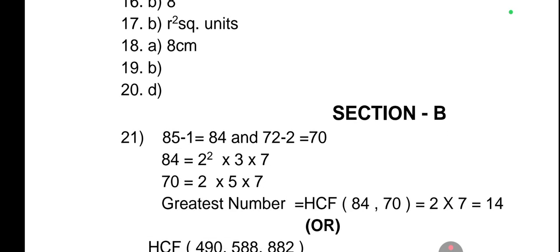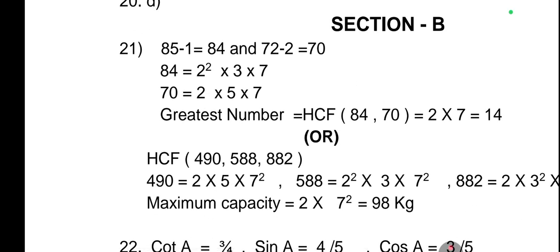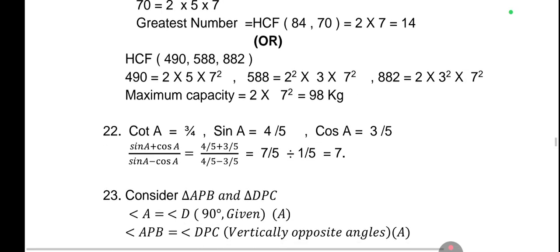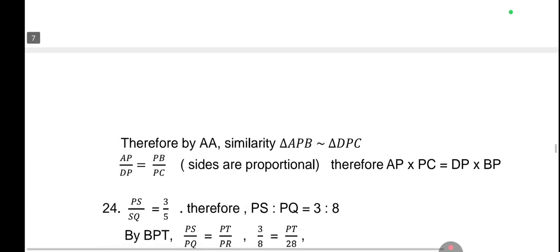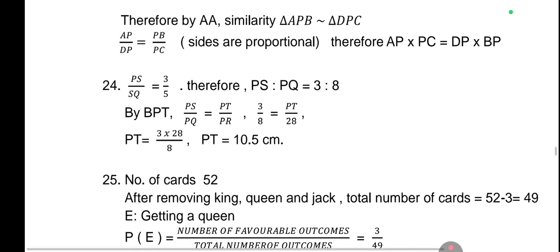Then 21, HCF 14, check. Then the second one, maximum capacity is supposed to be 98 kg. Then 22nd answer will be 7. Check. 23, you can use vertically opposite angles and 90 degree, AA similarity, and corresponding sides are proportional. CPCT they used to say, but don't write it in brackets, because corresponding parts of similar triangles are proportional. We have to write that sides are proportional and you can prove.